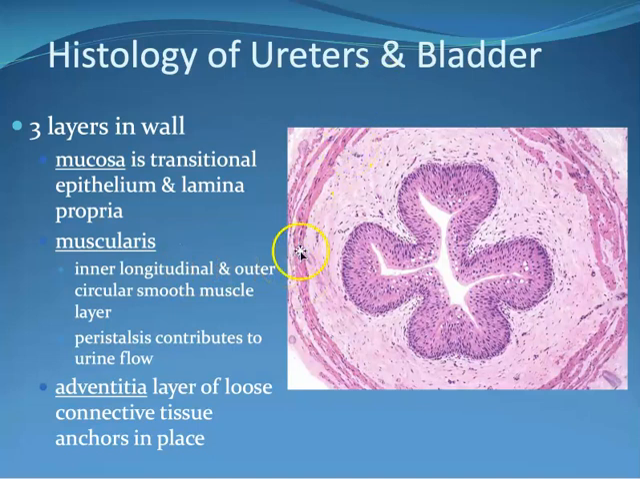Again, that's what's allowing for peristalsis to occur. And then along the very outside, you can barely see it here in the corners, that's going to be adventitia, and that's loose connective tissue that helps keep the ureters in place. So the same layers we've been seeing now: mucosa, muscularis, adventitia.